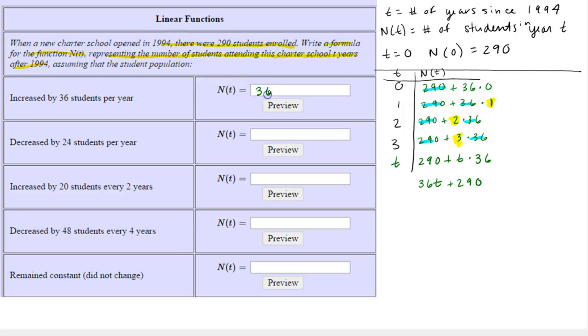So we have 36t plus 290. Okay. And notice this is the initial starting amount. 36, if it's increasing by positive 36 per year, you could think of that as the slope or the rate of change of this line, and you multiply that by t. Let's look at the next one.